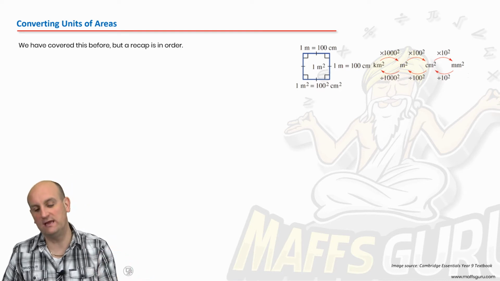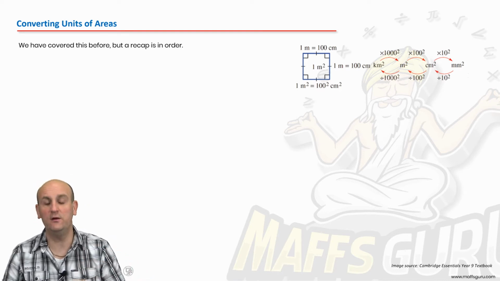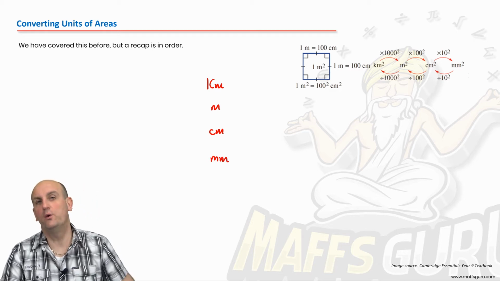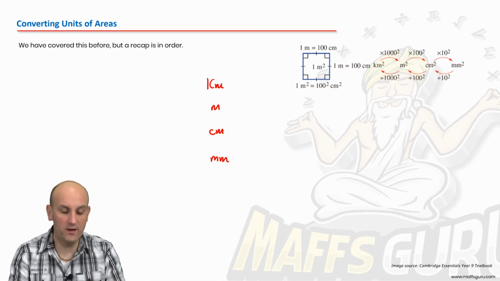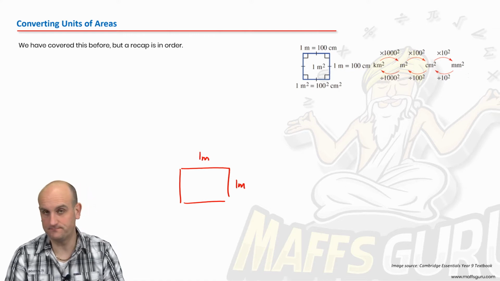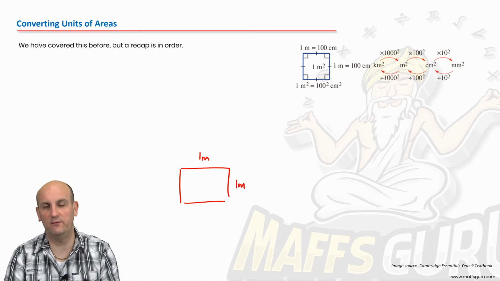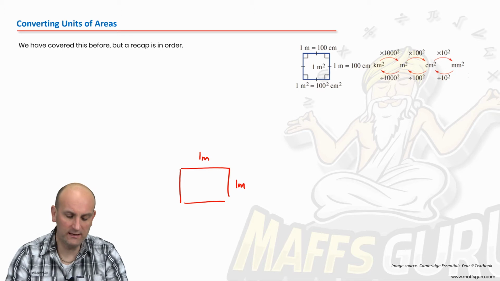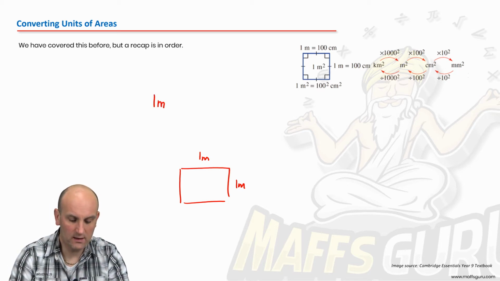Here is a recap about converting units of area. We know that lengths, generally speaking, are given in terms of kilometers, meters, centimeters, and millimeters. So it's useful for us to be able to convert between each of those things. Let's imagine we have a box that is 1 meter by 1 meter. And I now want to find the area of that. Well, we know what the area is. It's that times that, which gives me 1. So I now know for that, it is 1 square meter.